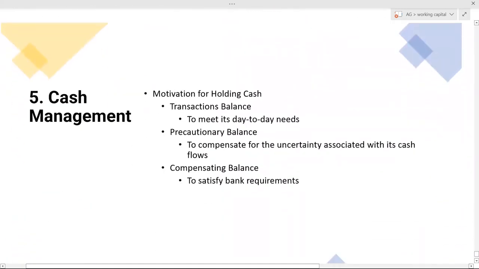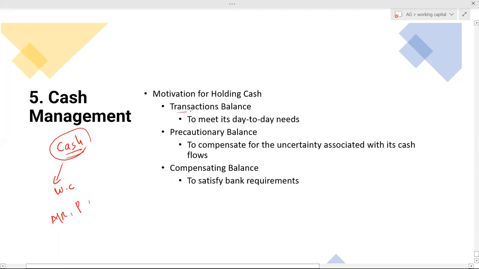And the last one is cash management. Cash management also does not require any calculation in this chapter. We will discuss three motives when a company wants to keep a higher level of cash. Cash is also part of working capital, remember. Okay, so we have discussed accounts receivable, payables, inventory, and now cash. So there are three motives for holding a higher level of cash.